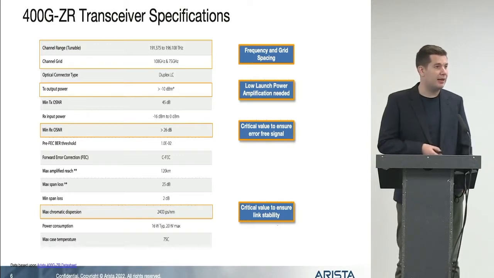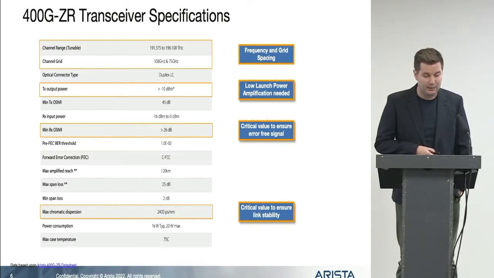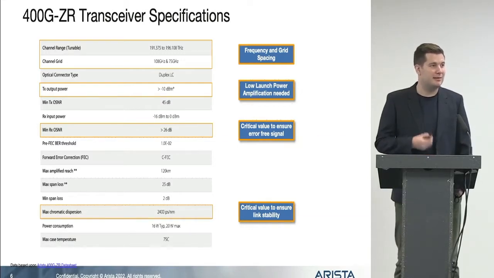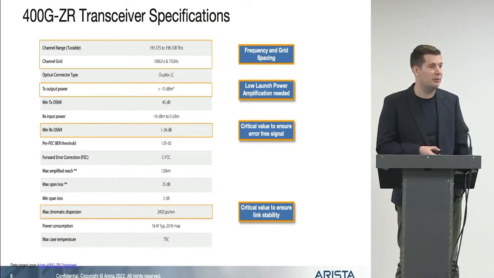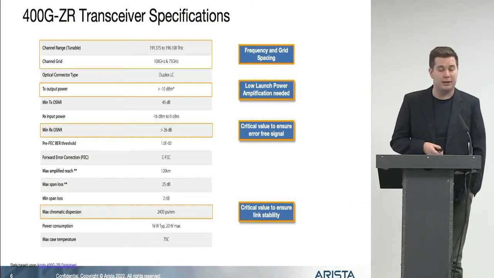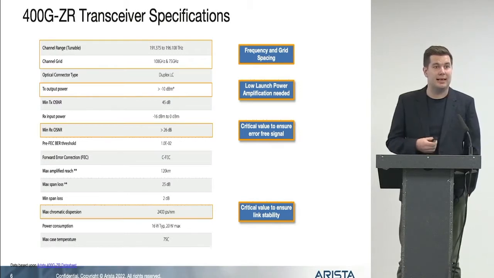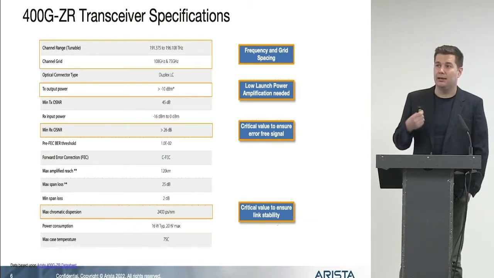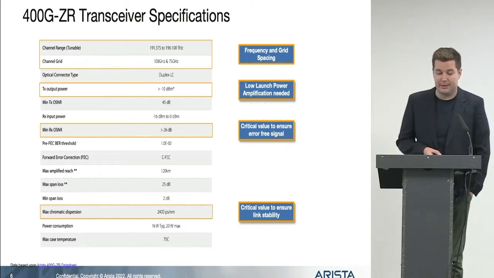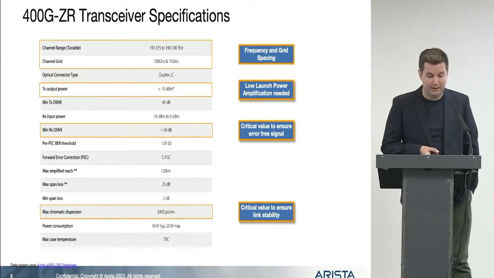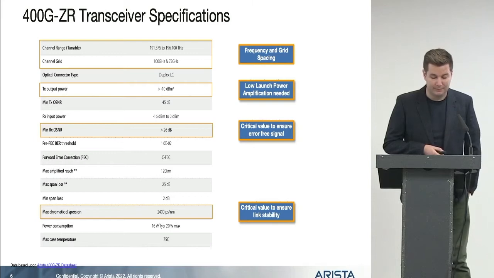So look at the specifications of this new standard. We have a channel range. So typically, in fact, almost exclusively, your ZR transceivers will be tunable, and they'll be tunable in this range, roughly 191 to 196 terahertz range. And then within that grid, you can choose either 100 or 75 gigahertz spacing. Typically, that's going to be presented on regular duplex LC connectors.